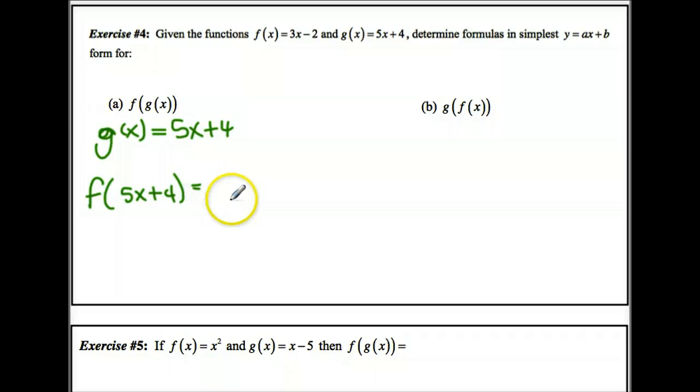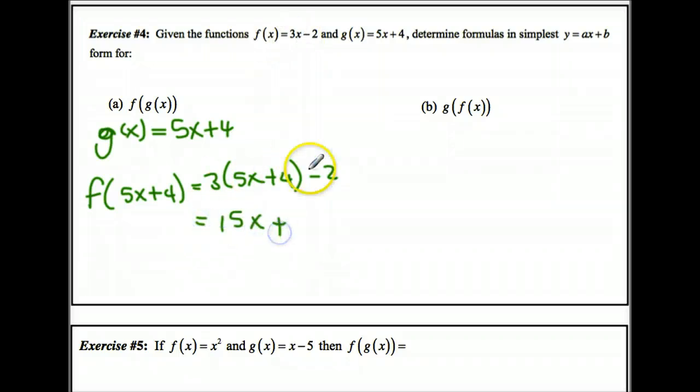Before, all we had was numbers. Here I have a little variable, constant, everything combined. So I'm using my f function. Wherever I see x, I'm replacing it with this entire thing. So I'm going to have 3 parentheses 5x plus 4 minus 2. All I did was replace this x. I'm going to distribute: 15x plus 3 times 4 is 12 minus 2, and this becomes 15x plus 10.